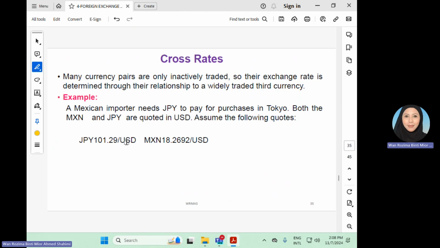Okay, so a Mexican importer needs Japanese yen to pay for purchases in Tokyo. Both Mexican peso and Japanese yen are quoted in USD. Assume the following quotes. So you can get the third quote by using the cross rates. Okay, how to do that? Simply cross.